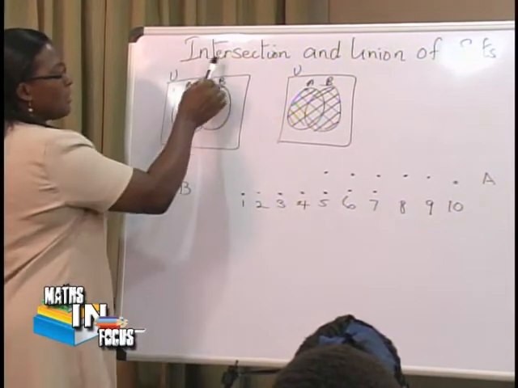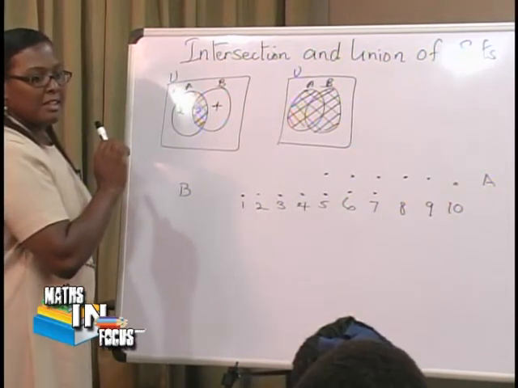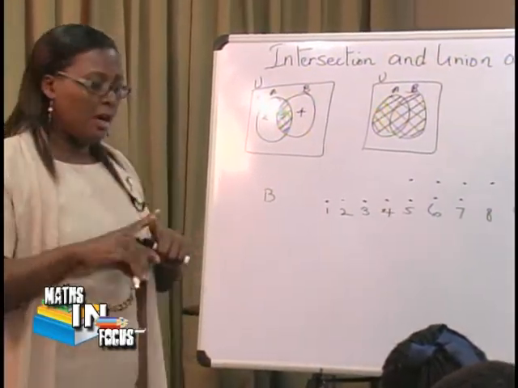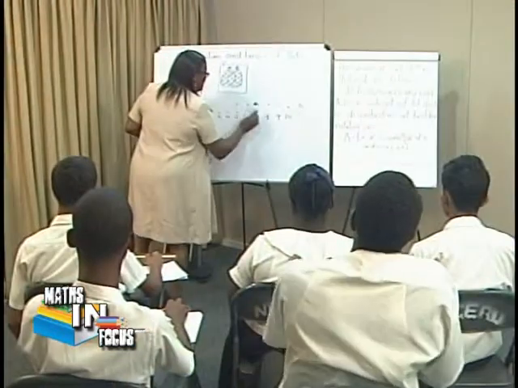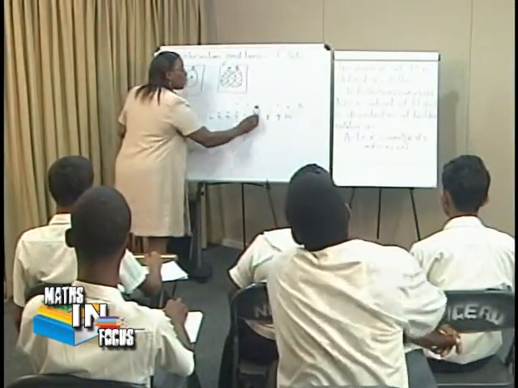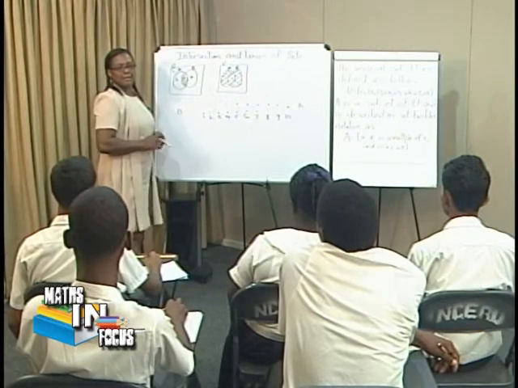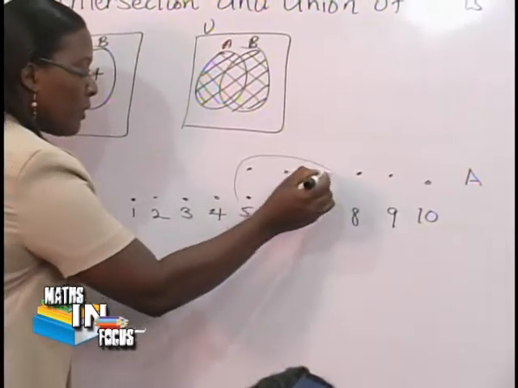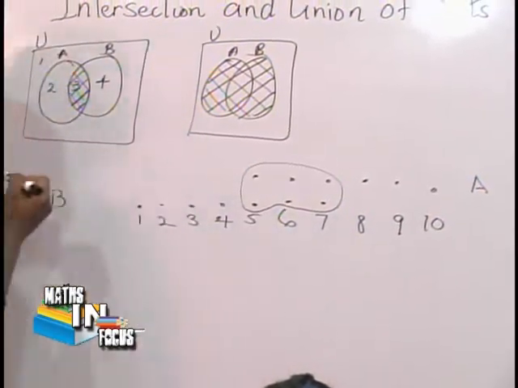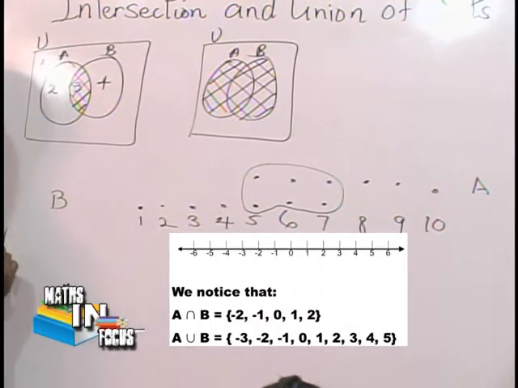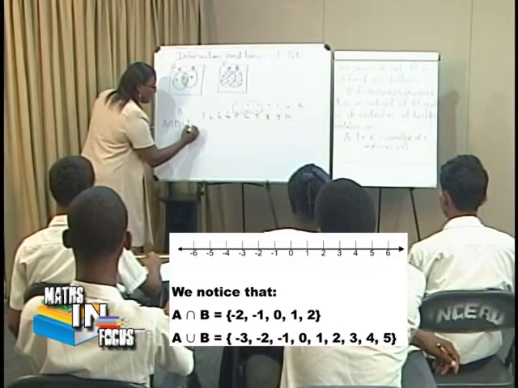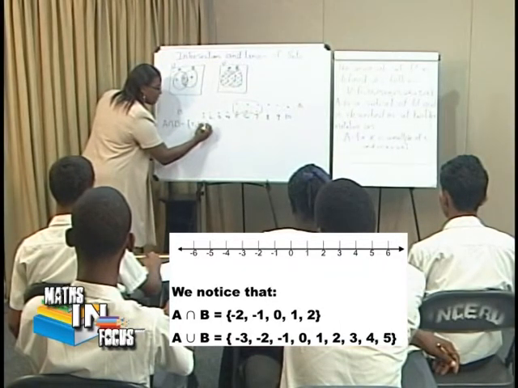Now we go back to intersection. When we say they intersect, we say they share, they have something in common. What does A and B have in common when we look according to this number line here? Kieran? 5, 6, and 7. 5, 6, and 7. So if we put a loop around here, we'll see what they have in common. So A intersect B is equal to 5, 6, and 7.